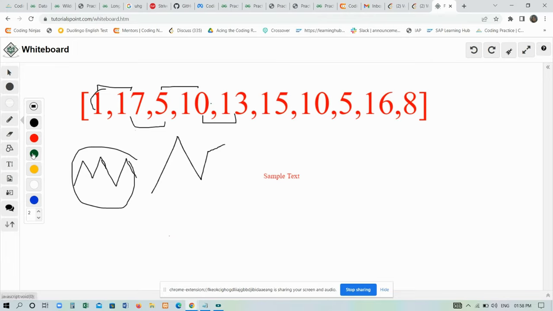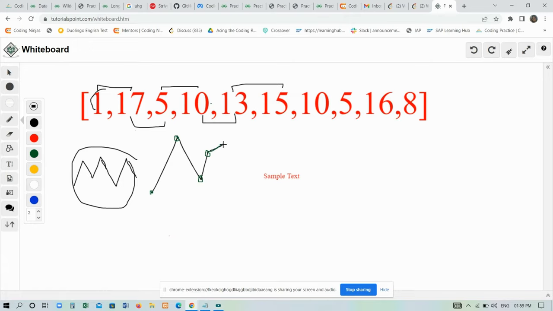So at first, this element is part of a wiggle sequence, this element is also part of a wiggle sequence, this one is again part, and this one is also part, but this 13 is not part of a wiggle sequence because it has violated the rule of a wiggle sequence. At this point the difference didn't decrease, in trend with the previous difference.